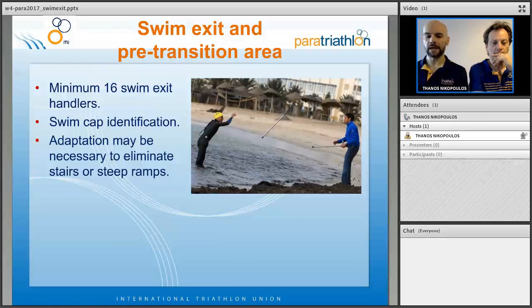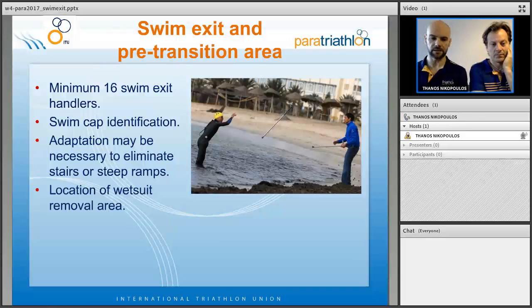The swim exit that we are using for the age groupers or the full body athletes doesn't mean that it's proper for a paratriathlon race, so it's necessary to make a number of changes. You always have to check the venue facilities, thinking about whether this venue and the course can serve the needs of the paratriathletes. We have to move the pre-transition area, which used to be called the wetsuit removal area. We have to bring it as close as possible to the swim exit for two reasons.